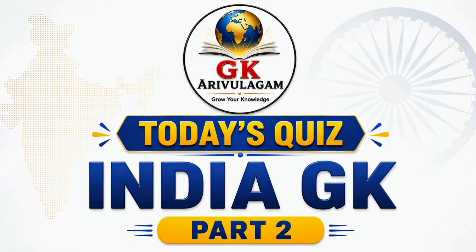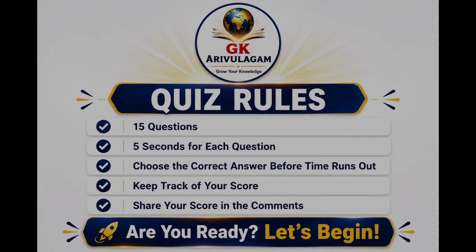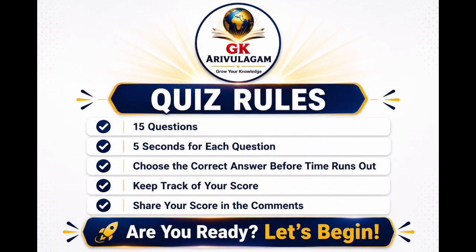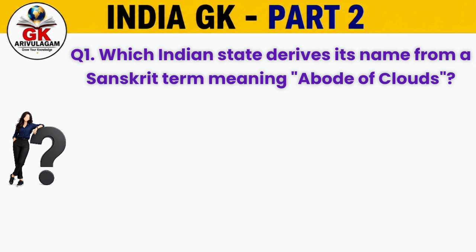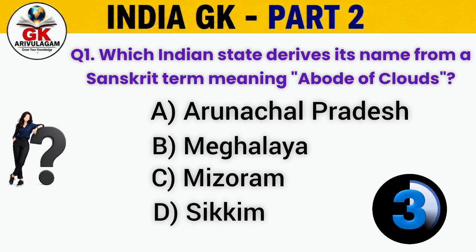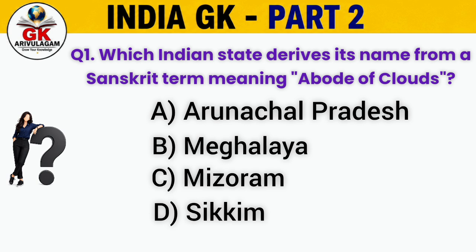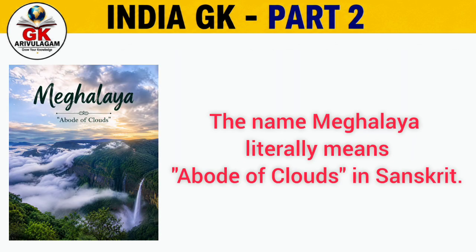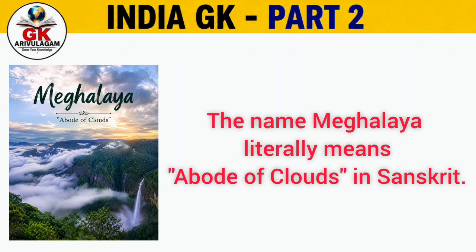Hi all! Today's quiz topic is about India GK Part 2. Let's begin. Which Indian state derives its name from a Sanskrit term meaning abode of clouds? Answer: Meghalaya. The name Meghalaya means abode of clouds in Sanskrit.